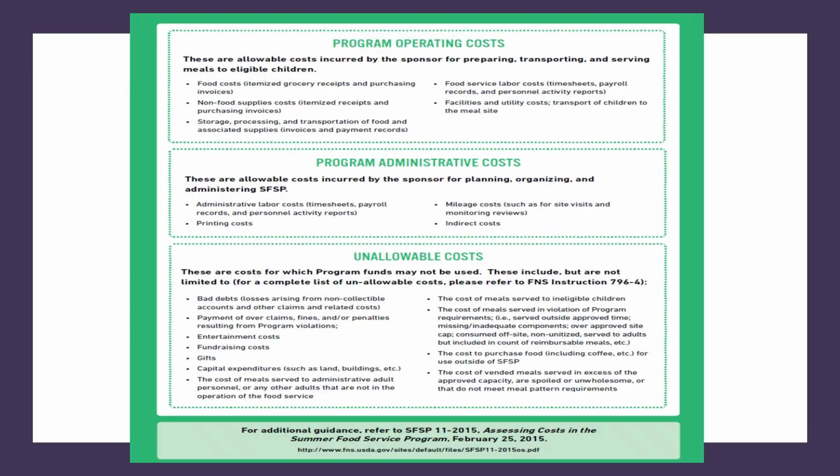meals served in violation of program requirements, the cost of purchased food, including coffee or the like, for use outside of SFSP, and the cost of vended meals served in excess of the approved capacities or that are spoiled or unwholesome or that do not meet the meal pattern requirements.